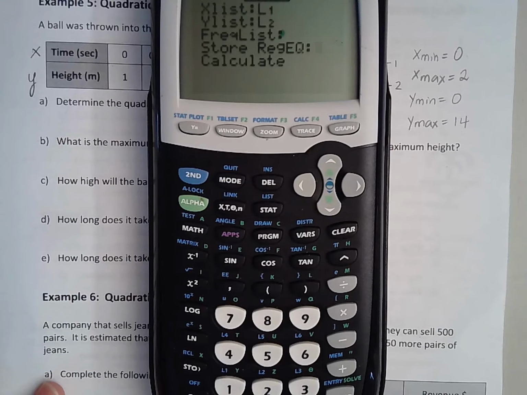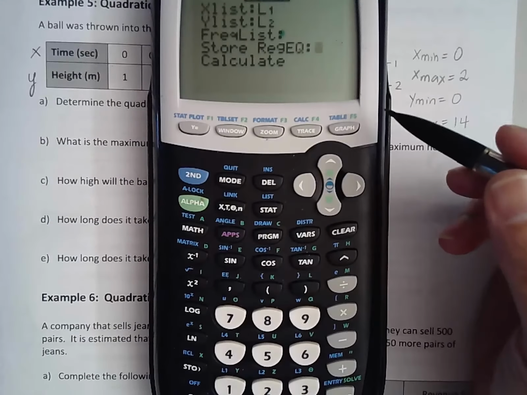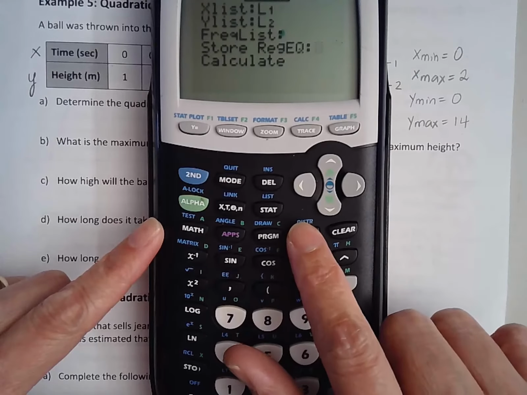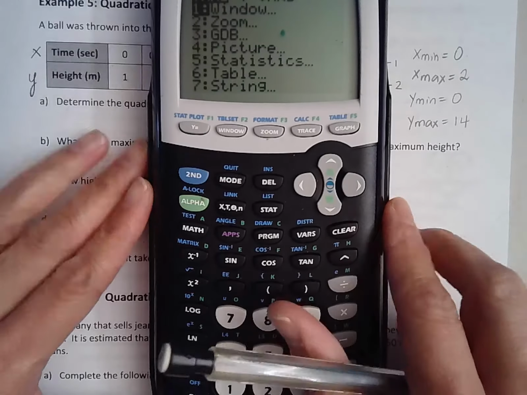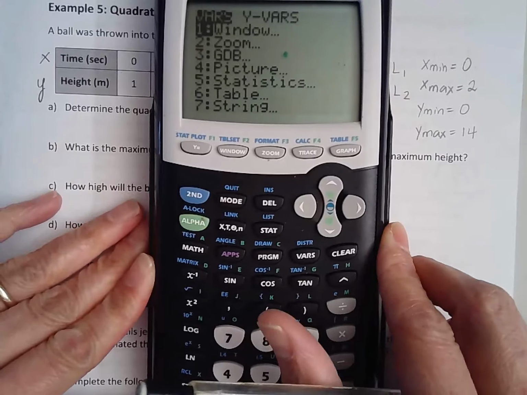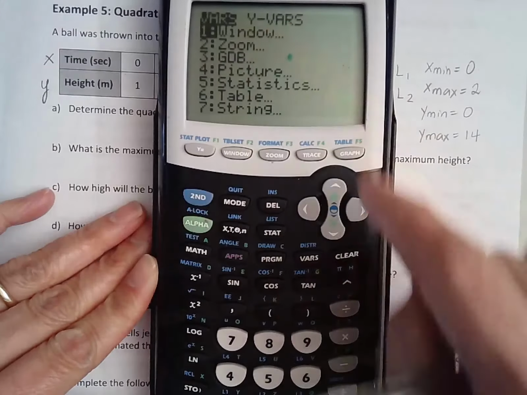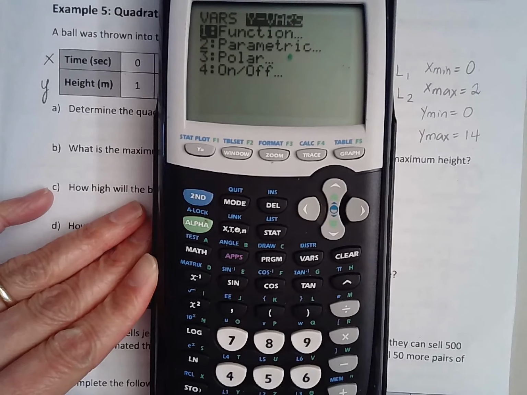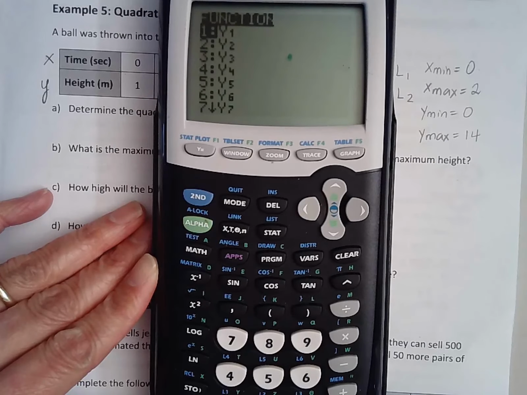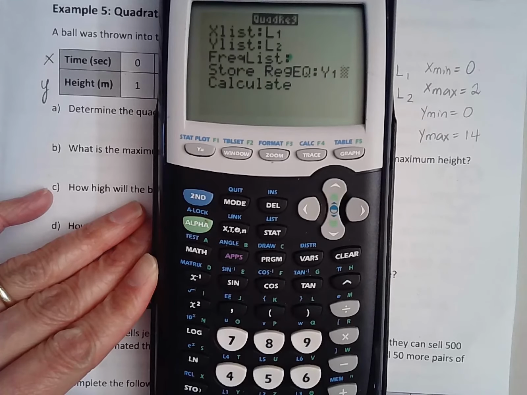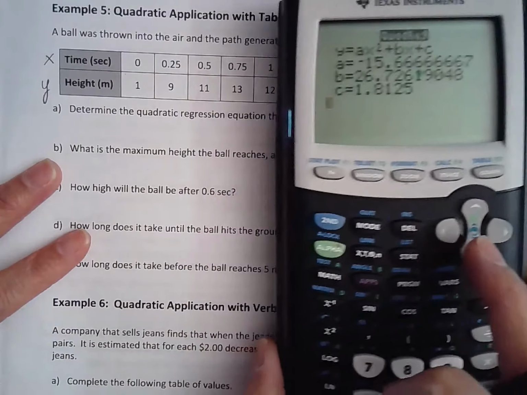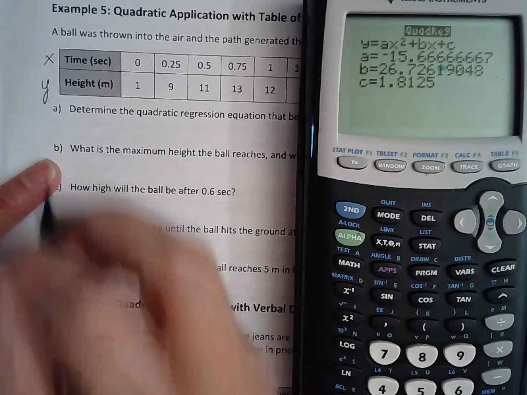Now from here, we're going to identify where we're going to store the equation. What do we need to do? Put vars, and then go to yvars, and press 1, or press enter. Enter. So our quadratic regression looks like that.